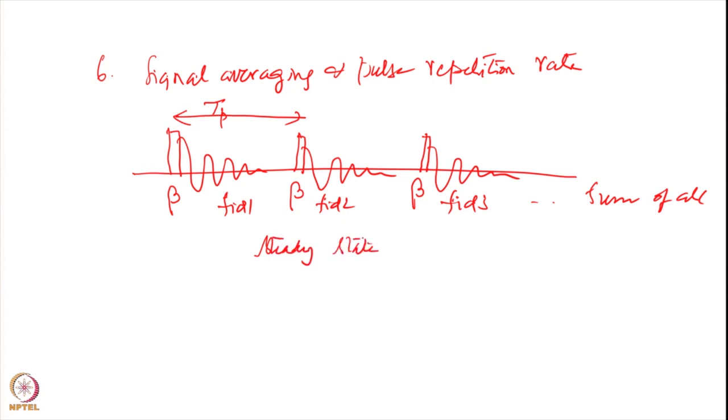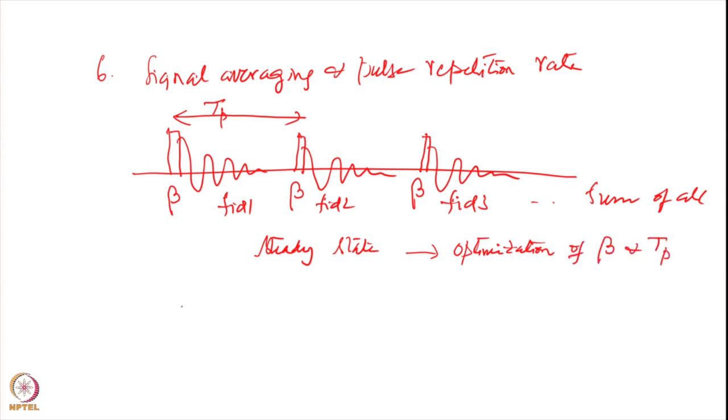After that you start collecting the signal. I mean, you collect the signal nevertheless, so you have to reach a steady state as early as possible so that every time it is the same. Therefore this requires optimization of the flip angle beta and TP.